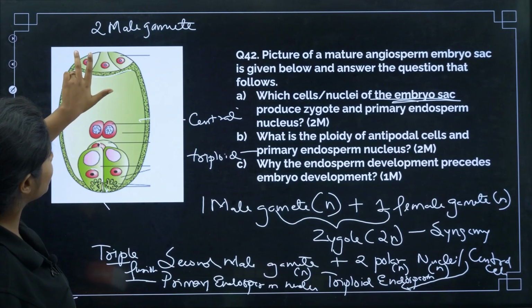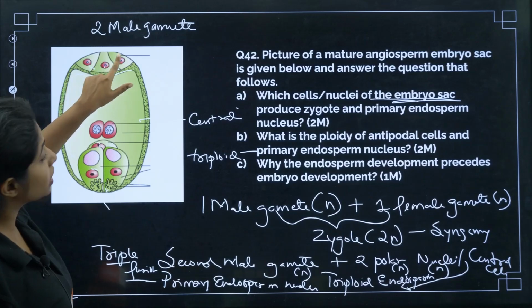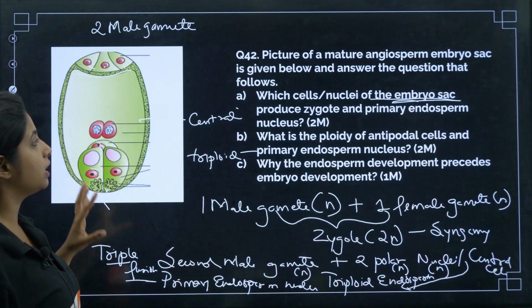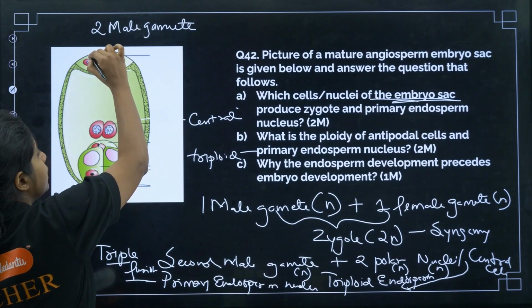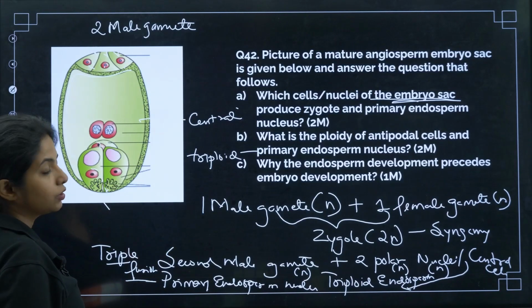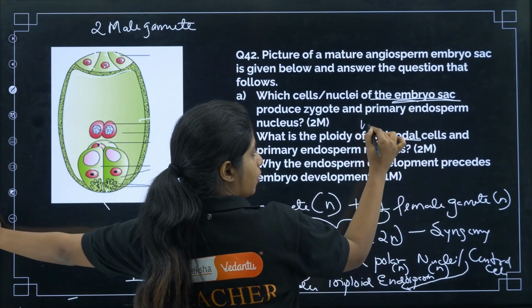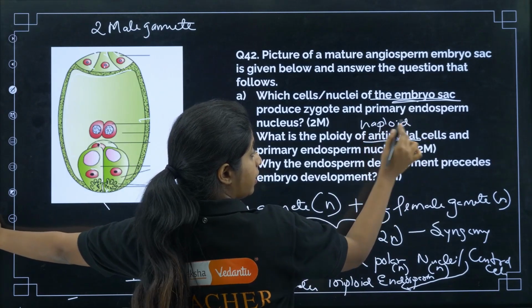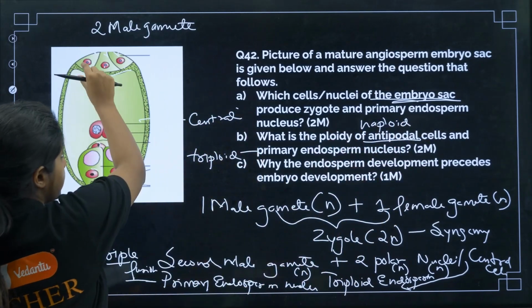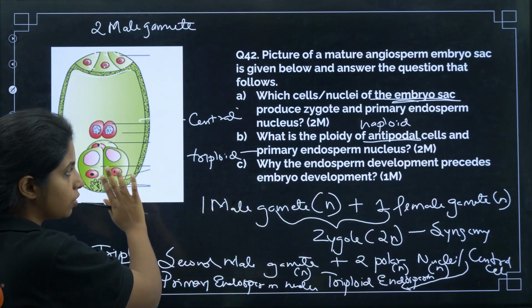And at the opposite end, you have three antipodal cells. Usually the picture is like this, which is why I got confused. All the cells, my dear children, which you see over here, would have a haploid amount of chromosomes, so it is N. So, the ploidy of antipodal cells is what? Haploid. Don't take it as N, that is triploid. No, separately you are asked. So, it is haploid, and the primary endosperm nucleus which is there, it is triploid for sure.